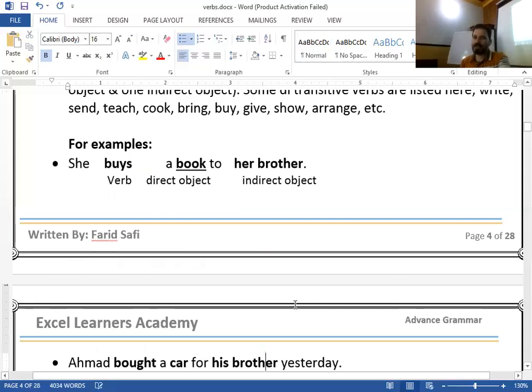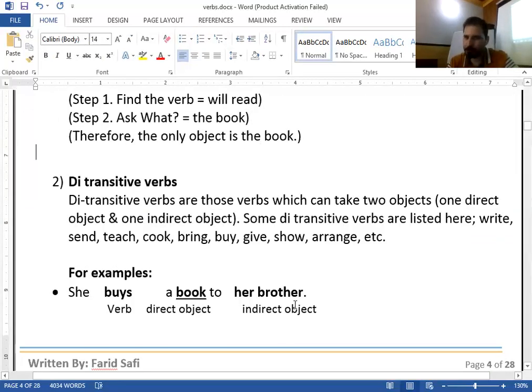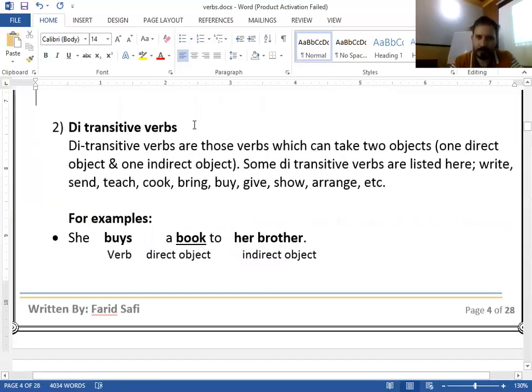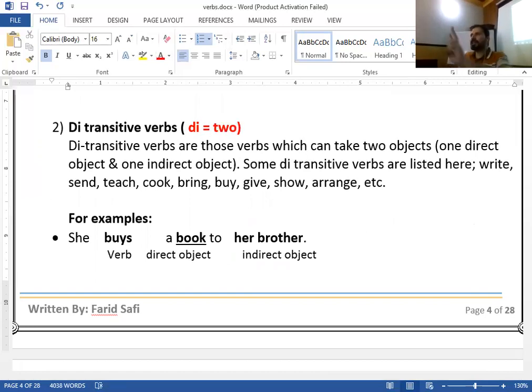Let's talk about ditransitive. Di means two. Di means what? Two. Clear? Ditransitive verbs are words that take more than one object. They take two objects. Ditransitive verbs take how many objects? Two objects. It's very easy, clear? So when a word takes two objects, we call it a ditransitive verb.